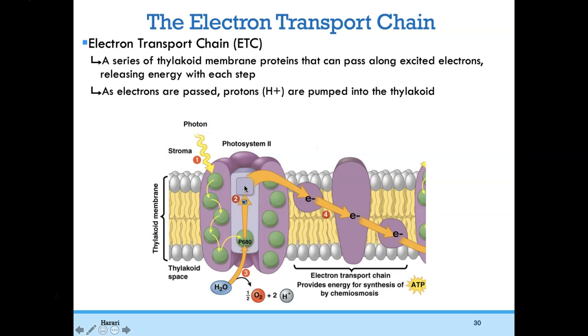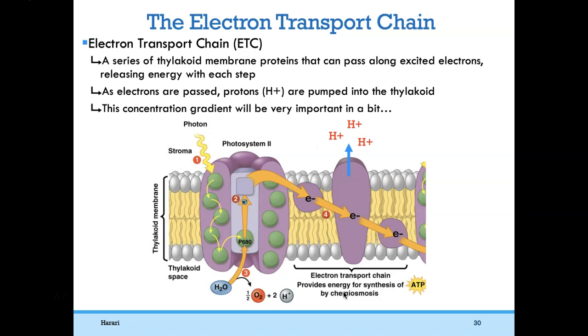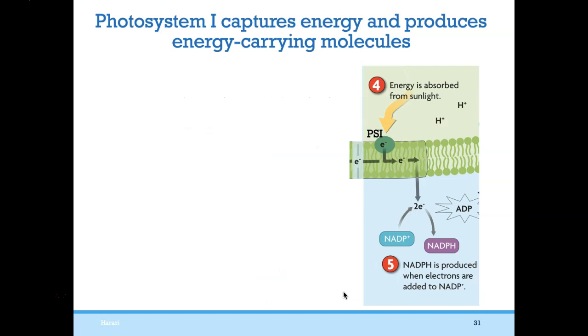This is the important part. As these high energy electrons from chlorophyll are passed along the electron transport chain from one protein to the next, H pluses, protons, can be pumped inside the thylakoid. So we're going to see that H pluses can be pumped against their concentration gradient into the thylakoid. We're going to talk about this in a bit, why this concentration gradient is so important.